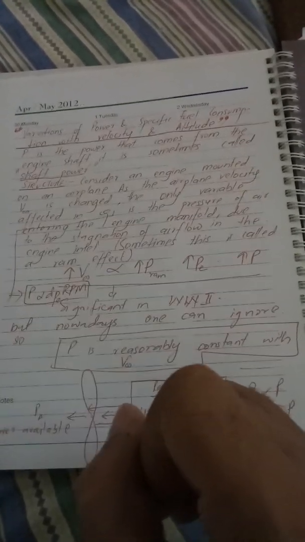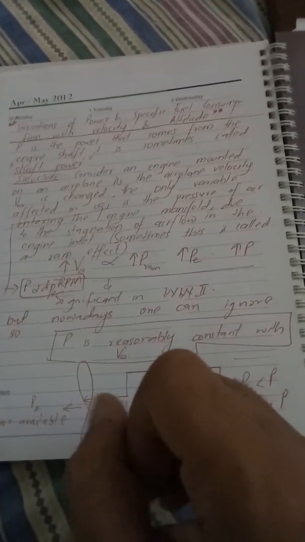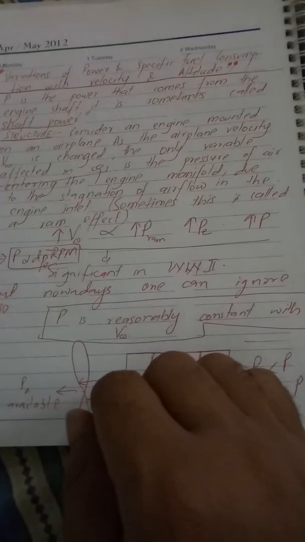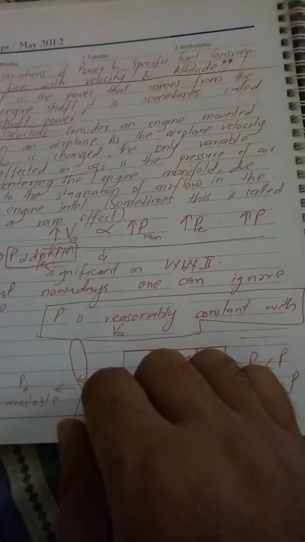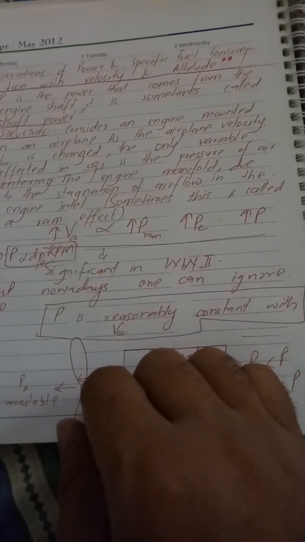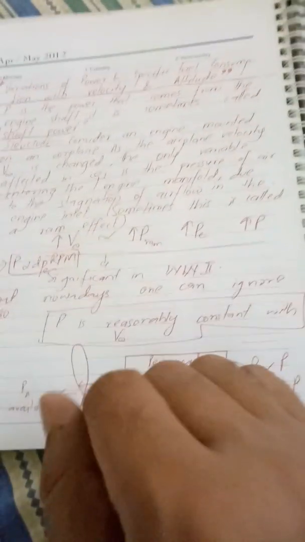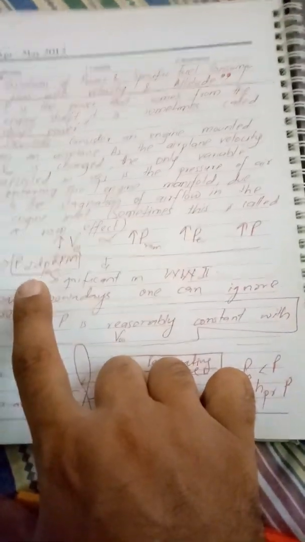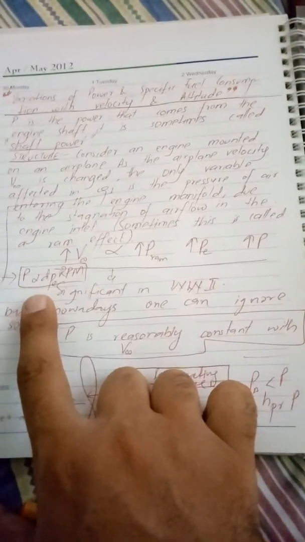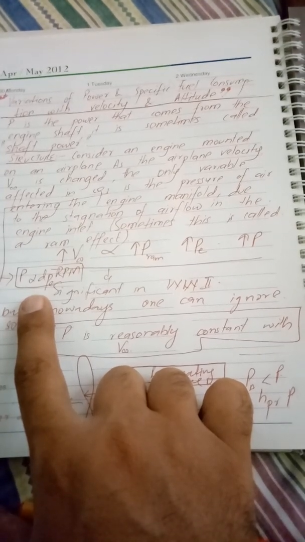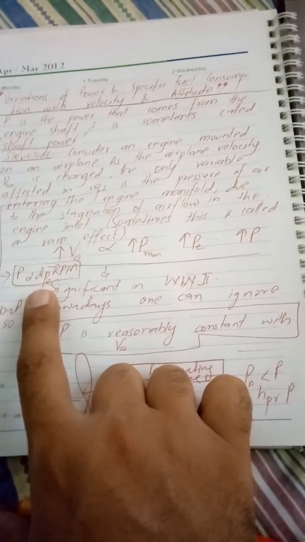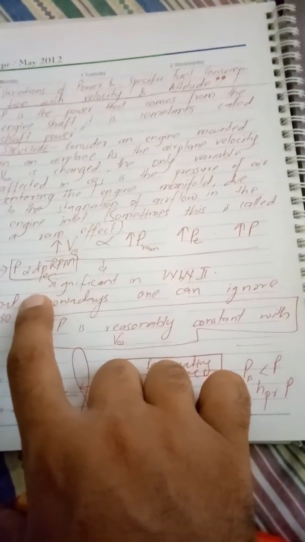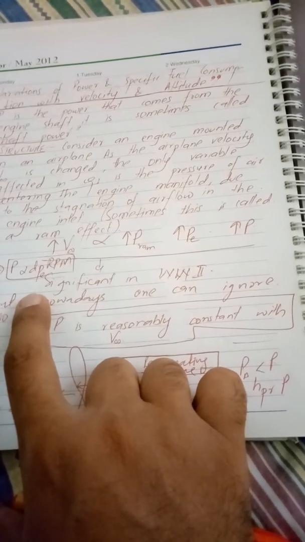Consider an engine mounted on an airplane. As the airplane velocity, which is V of infinity, the free airstream velocity, is changed, keep in mind the only variable affected in the equation, the one we discussed in the last video, where power is directly proportional to displacement, the mean effective pressure PE, and the RPM as well. So V of infinity is changed.